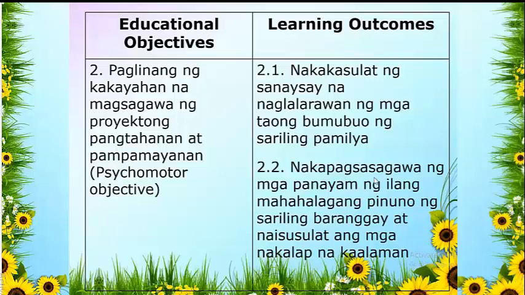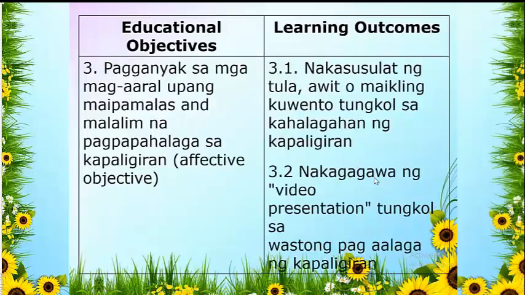Pangatlo, or the third educational objective here is paganyak sa mga mag-aaral upang maipamalas ang malalim na pagpapahalaga sa kapaligiran. So this is now the affective objective. The learning outcomes might be, first, nakasusulat ng tula, awit, o maikling kwento tungkol sa kahalagahan ng kapaligiran. O kaya, nakagagawa ng video presentation tungkol sa wastong pag-aalaga ng kapaligiran.